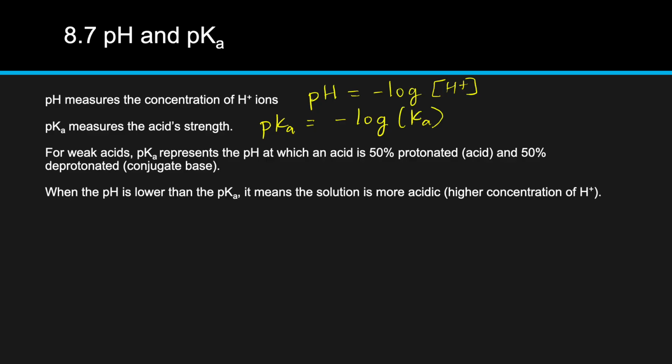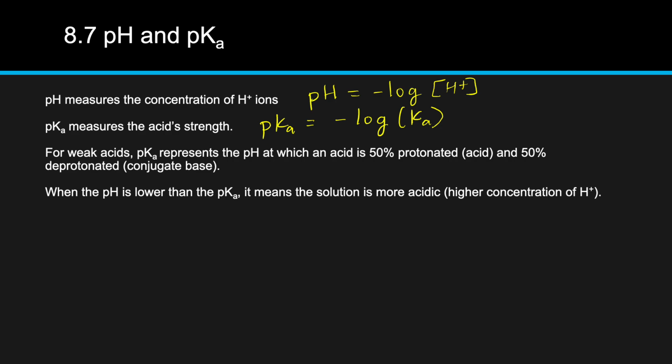So it makes sense that this measures the strength because we know if we have a very high Ka value, that means we're going to form a lot of ions. And if we are dissociating into ions, that means we have a strong acid. So if we take the negative log of that, that means we're going to have a very low pKa. So low pKa is going to signify that we have a strong acid. High pKa signifies that we have a weak acid.